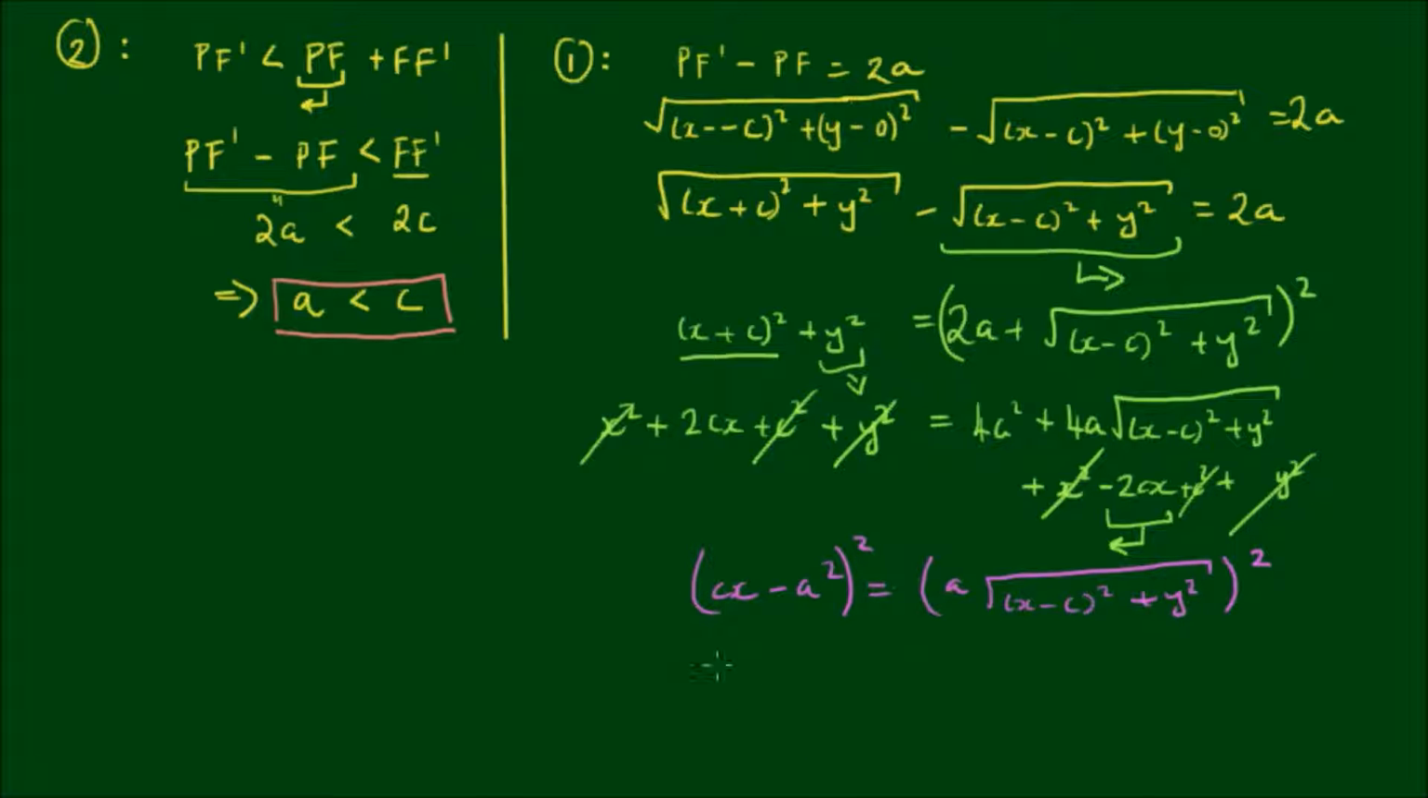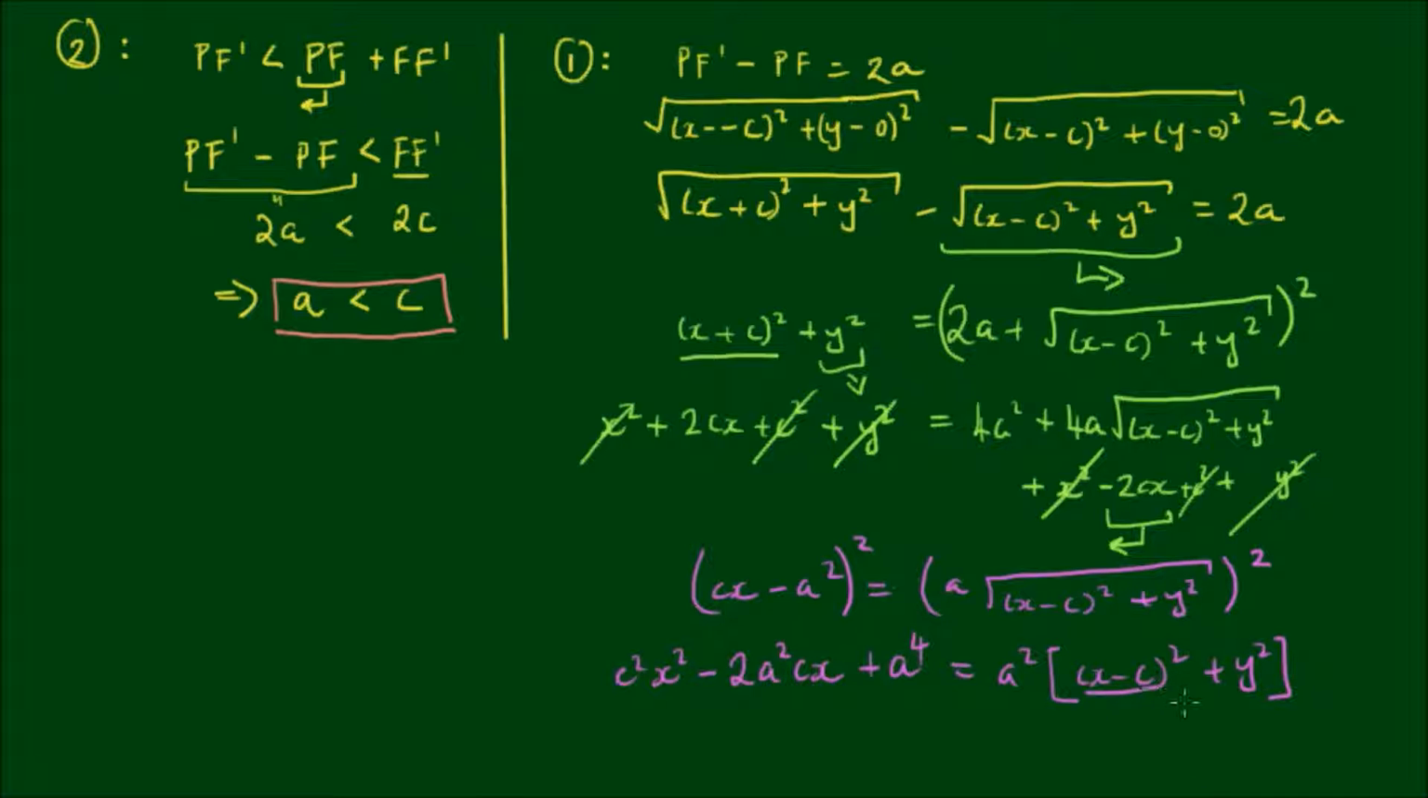Now the left hand side expands to c squared x squared, the first term squared, minus 2 times the first term times the second term. So we have 2 times a squared by cx plus the second term squared. So we have a to the fourth. On the right hand side, if we apply the square, we have a squared by x minus c all squared plus y squared. So we've gotten rid of the square root on the right hand side.